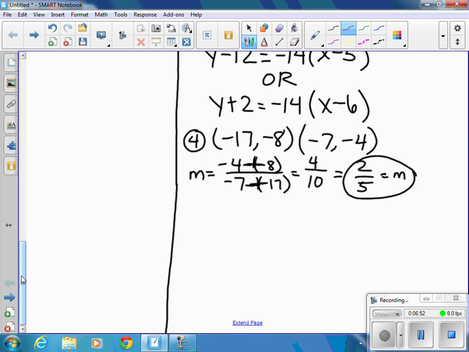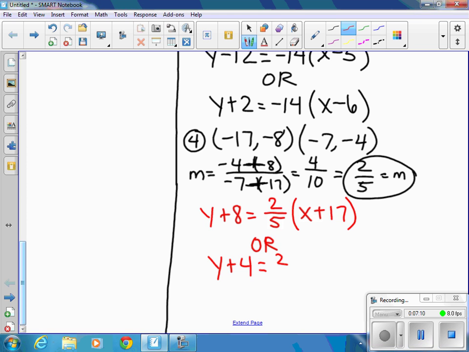Right, so if you choose the first ordered pair, then your final answer will say y plus 8 equals 2/5 parentheses x plus 17. And that will get you full credit. If you use the second ordered pair, then your final answer will say y plus 4 equals 2/5 parentheses x plus 7. And that one will get you your full credit.